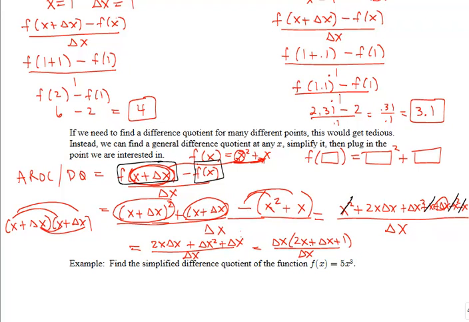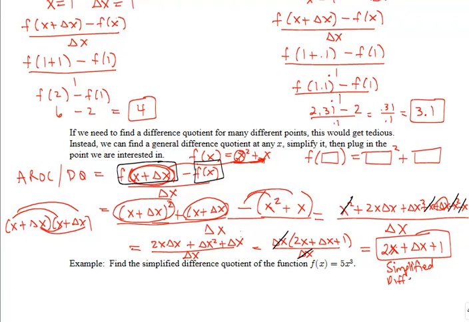And the reason I want to factor out that delta x is because I also have a delta x in the bottom. So I'm going to cancel those two guys out. You should always be able to cancel out that delta x when you're simplifying these difference quotients. If for some reason they aren't canceling out, then your arithmetic up here must have been wrong. You made a mistake somewhere. So our final answer would be 2x plus delta x plus 1. And this is called our simplified difference quotient.